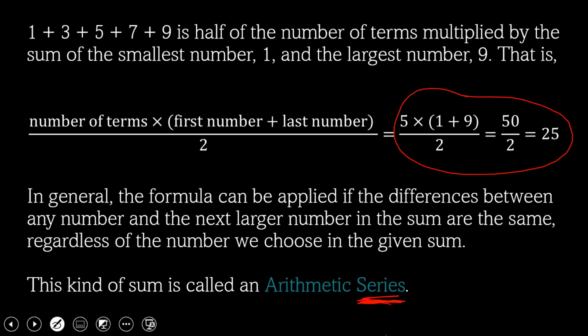is that this kind of sum that we've been working with is called an arithmetic series. That's kind of the whole process of what we're learning today. We were just breaking it down into chunks so that we would understand the process. But an arithmetic series is just summing up numbers as long as they have a common difference. So if the differences between any number and the next larger number in the sum are the same, that means that there is a common difference.